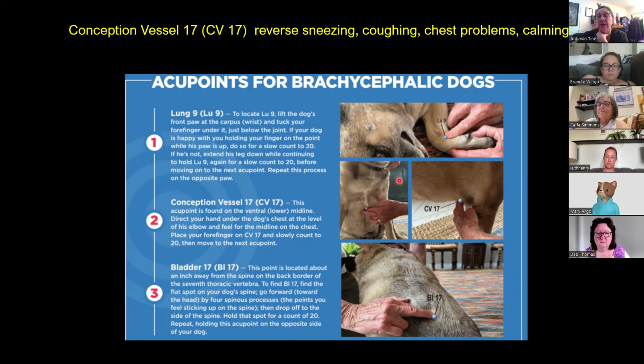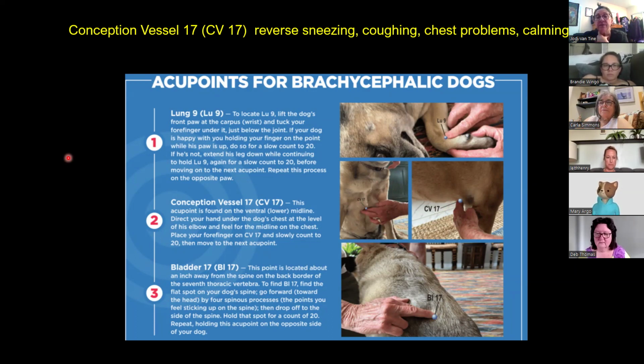If you're really good at counting ribs, it's at the level of the fourth rib, in the fourth intercostal space. But it's easy for me, and I think for you too, to just slide your fingers down under the chest, and it's right in between the front legs.